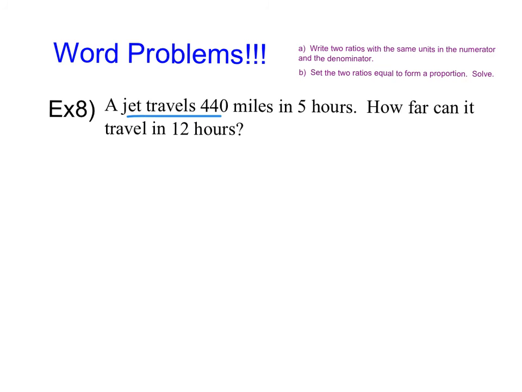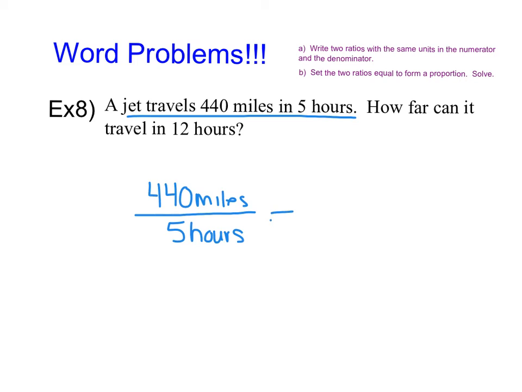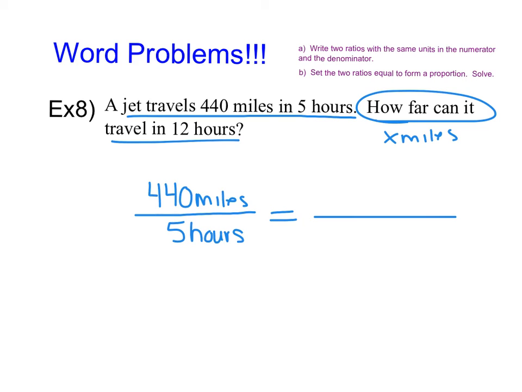This one says a jet travels 440 miles in 5 hours. So I can see my first ratio of 440 miles in 5 hours. Then it says how far, so x miles is what I'm seeing, can they travel in 12 hours? So this second fraction needs to be of the same type. It needs to be miles over hours. Well, here I know that I don't know the number of miles. So I'm going to write x miles and then 12 hours. So again, notice the consistency in my ratios. Miles over hours equals miles over hours.